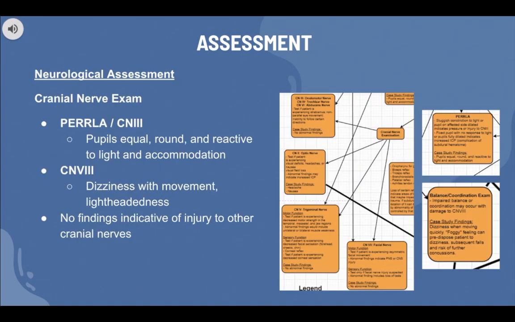John's pupils are equal, round, and reactive to light and accommodation. On assessment of his cranial nerves, John's dizziness with movement and lightheadedness may indicate cranial nerve 8 being affected. There are no other findings that indicate injury to John's cranial nerves.